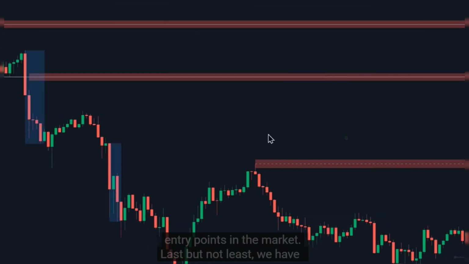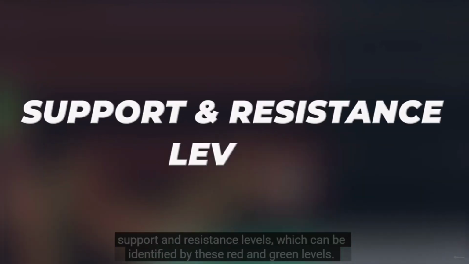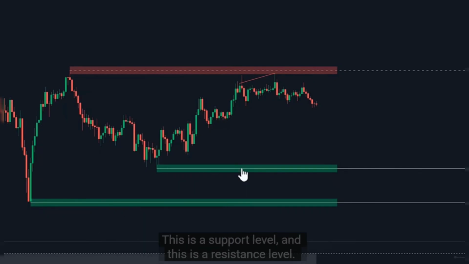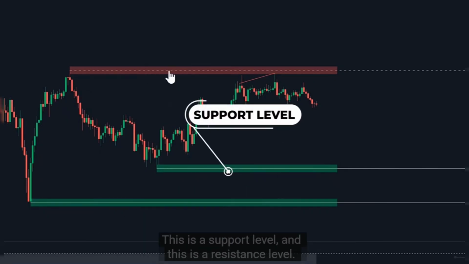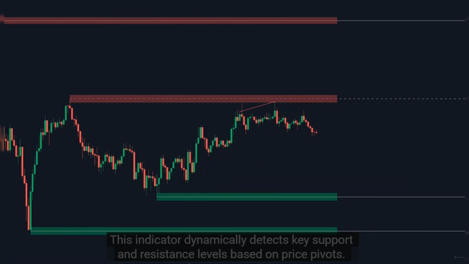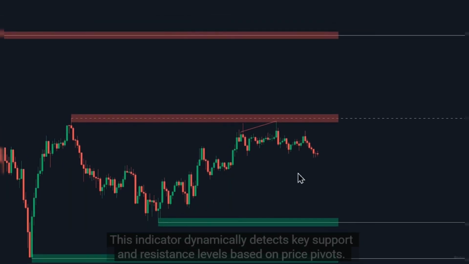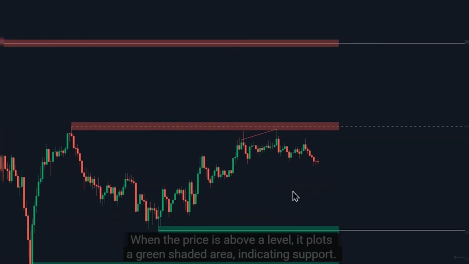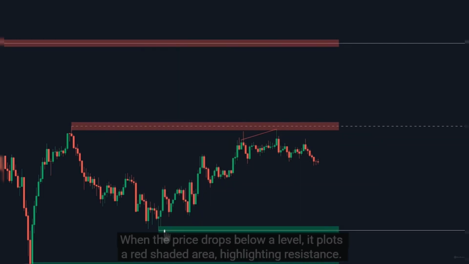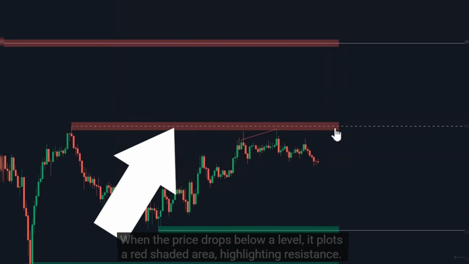Last but not least, we have support and resistance levels, which can be identified by these red and green levels. This is a support level, and this is a resistance level. This indicator dynamically detects key support and resistance levels based on price pivots. When the price is above a level, it plots a green shaded area, indicating support. When the price drops below a level, it plots a red shaded area, highlighting a resistance.